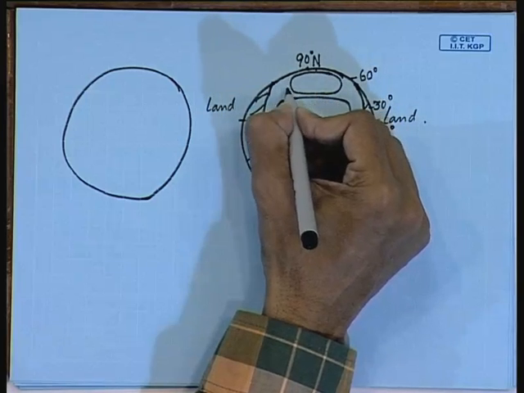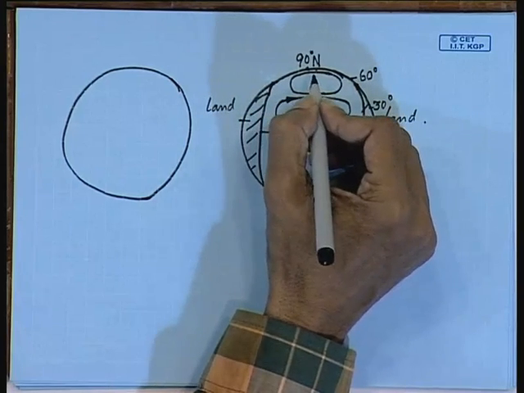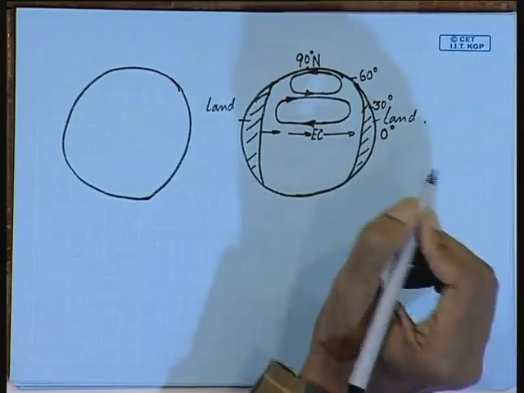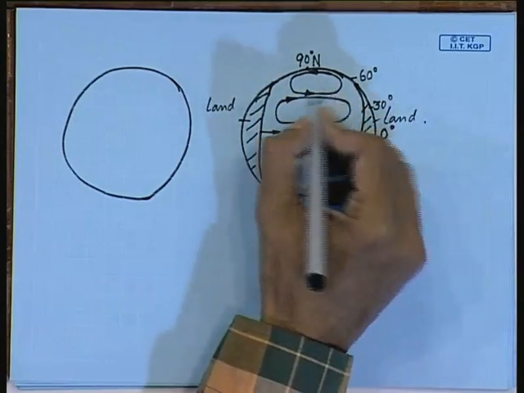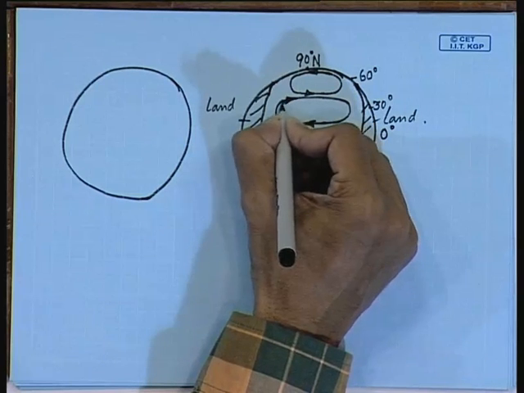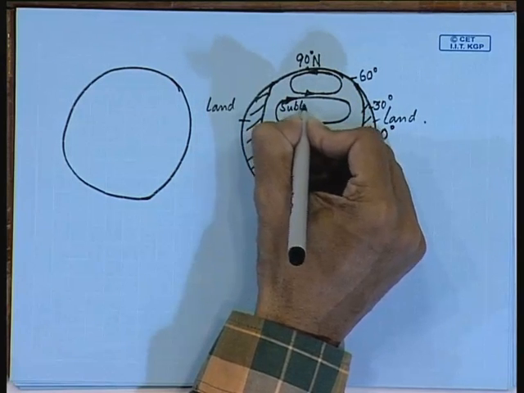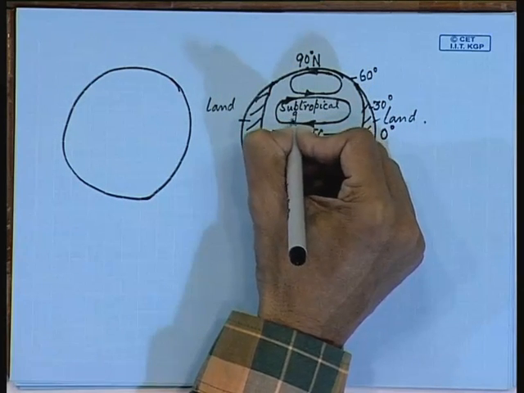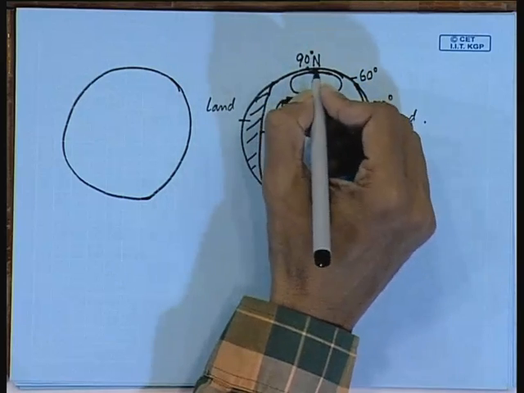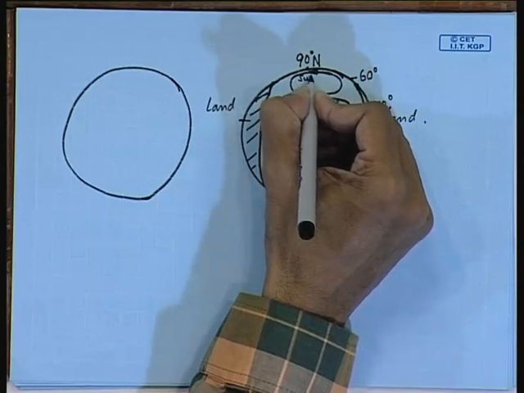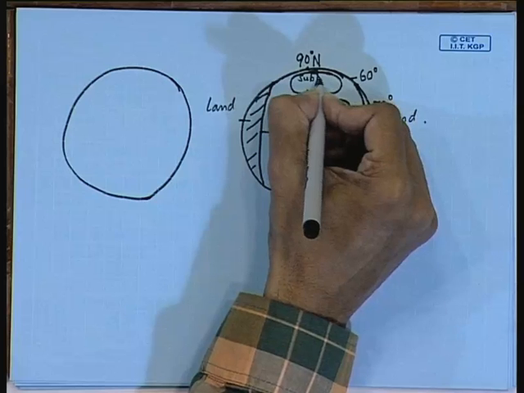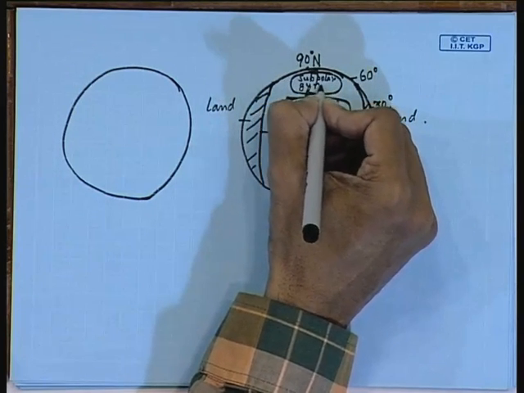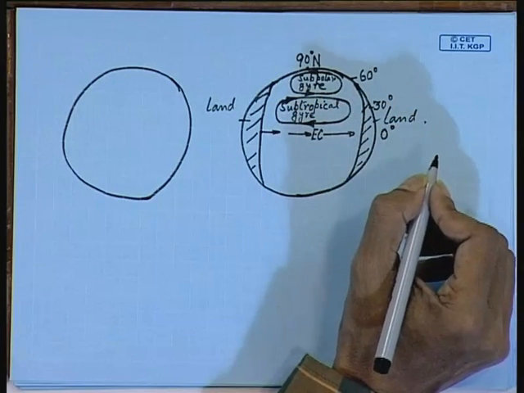Sorry, this is clockwise and this is going in the anti-clockwise direction. Yeah. Sorry, yeah. So this is the subtropical gyre. And on top of this you have the subpolar. Now what is happening at the southern hemisphere?